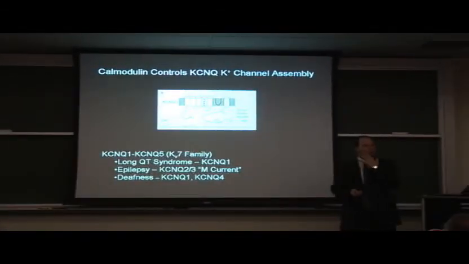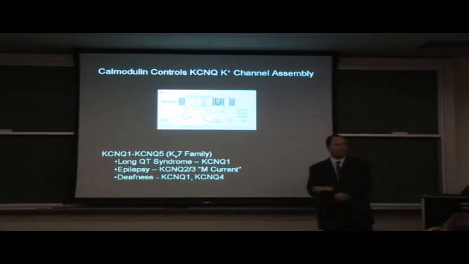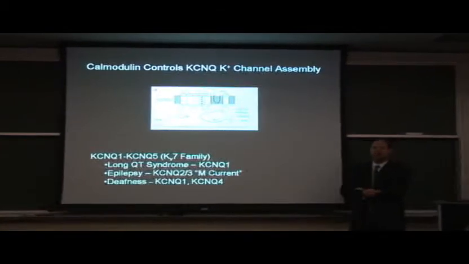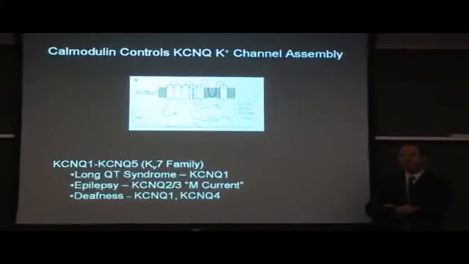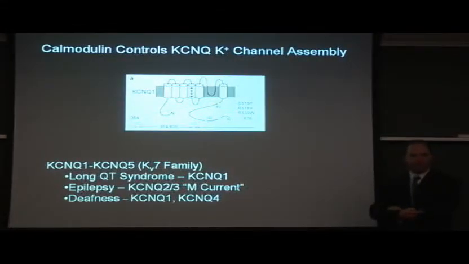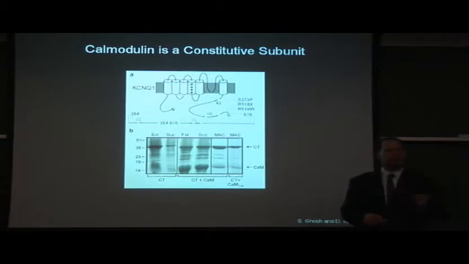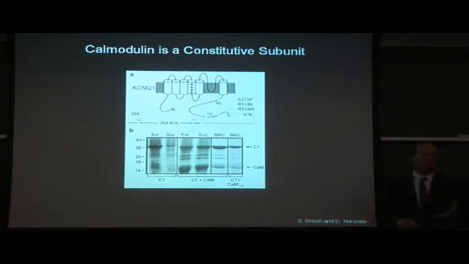KCNQ1, as you well know, is the most commonly mutated locus in long QT syndrome. And there are these, as I mentioned, 2 IQ motifs that potentially are calmodulin binding sites in the C-terminus. But whether calmodulin binds to KCNQ1, and what calcium and calmodulin do to KCNQ1, has been quite controversial. So using some of the biochemical approaches that I alluded to, but I didn't have a chance to show you, we tried to explore whether calmodulin interacted with KCNQ1.